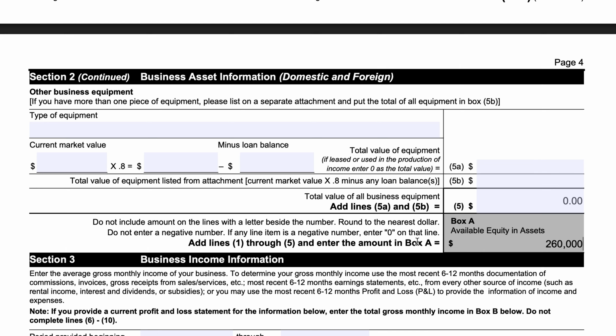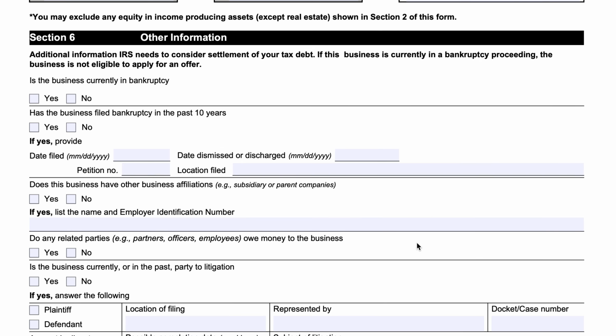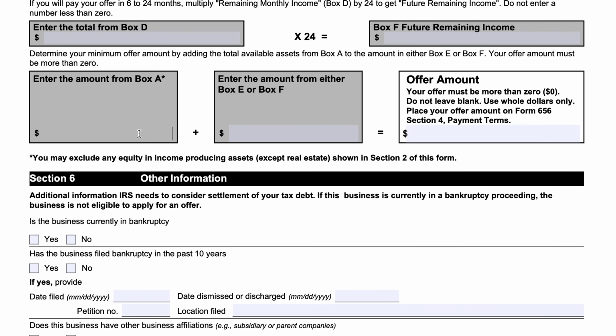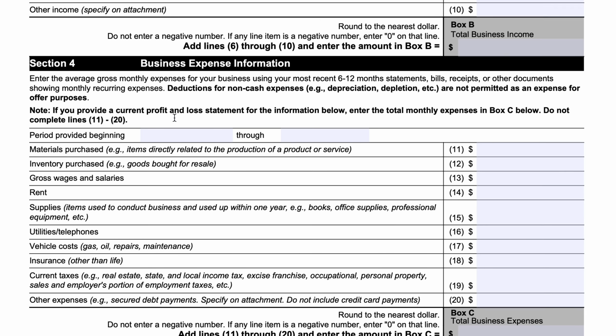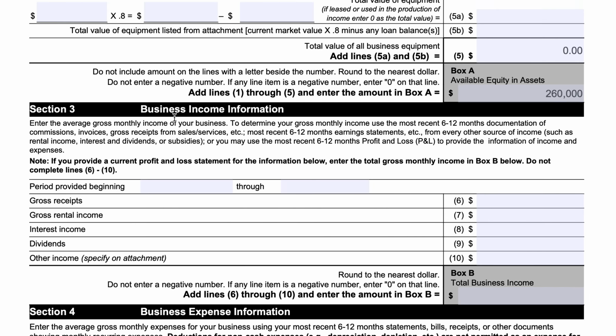So this is going to be used further down. I'll go ahead and give away part of the ending here. So we're going to take right here, and we're going to just pre-fill that. So now if you're using tax software, this automatically populates. So now we're going to go into business income information, business expense information.